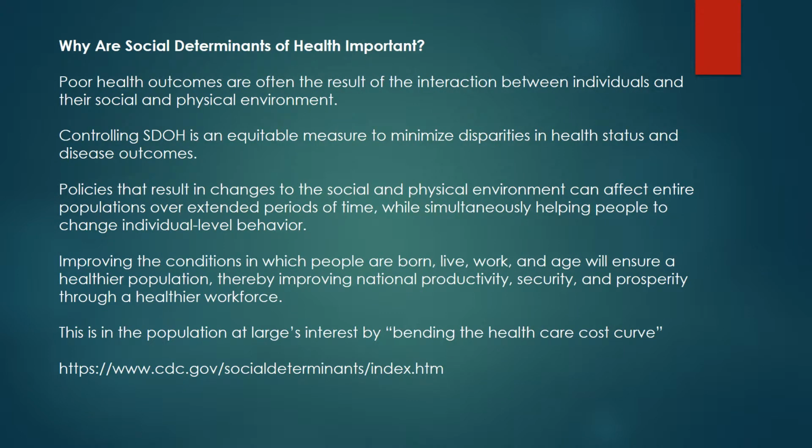Why are social determinants of health important? Poor health outcomes are often a result of the interaction between individuals in their social and physical environment. This is the low-hanging fruit of improving the health of the population at large. If we can improve the environments in which people live and lower their exposure to certain risks that we can easily control, then we can improve health outcomes for the population as a whole.